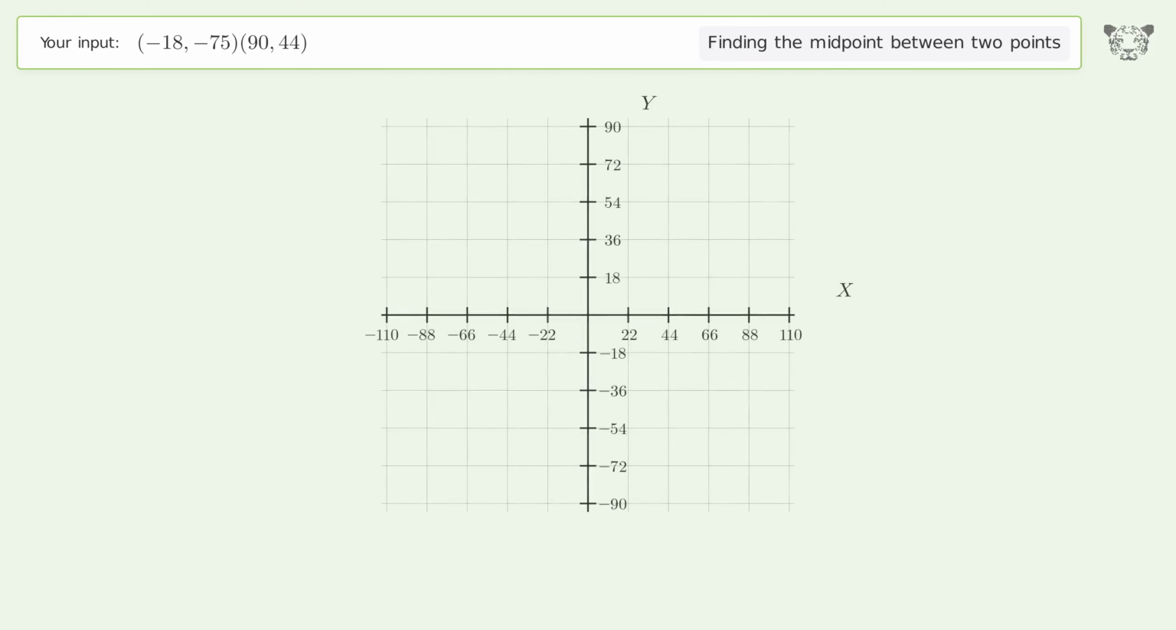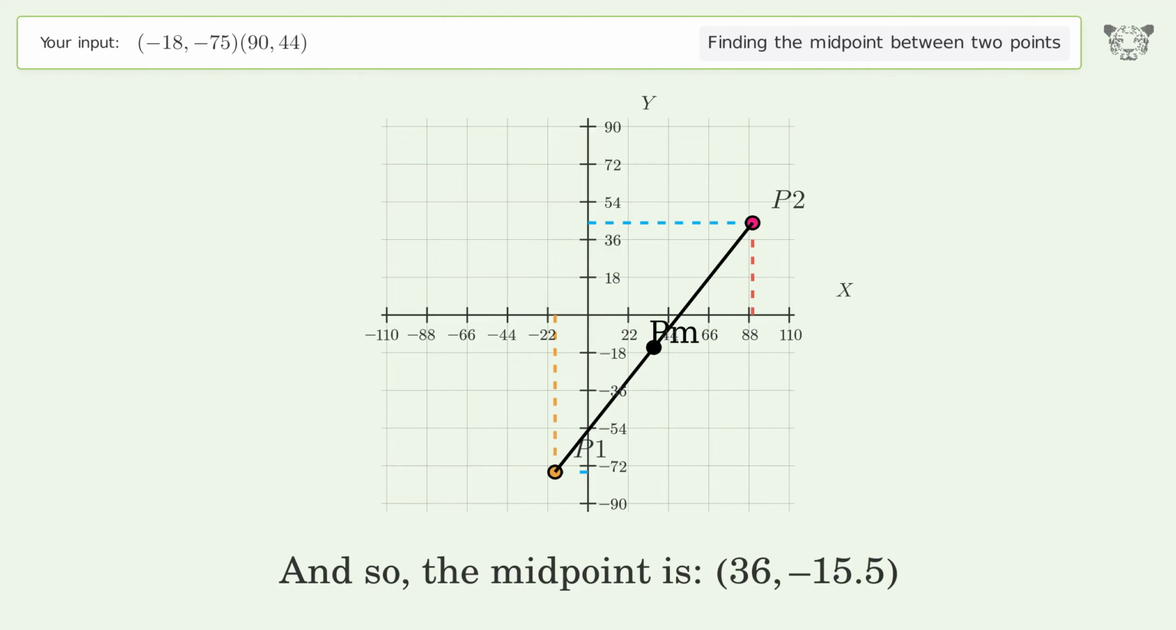And so, the midpoint is 36, negative 15.5.